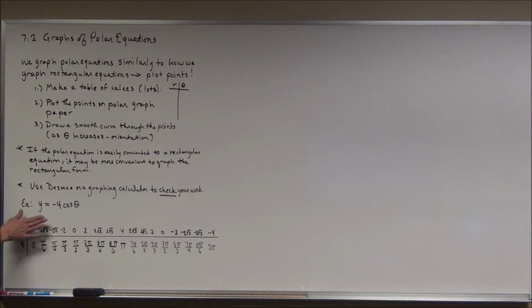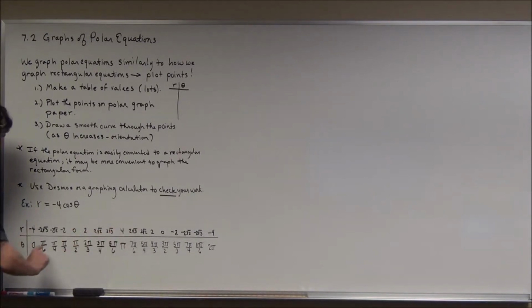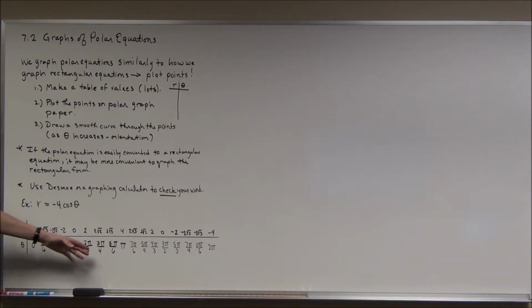Oh, good Lord, I wrote down y and nobody said anything about it. I should have heard you guys from the camera there. r equals negative 4 cosine theta. That's much better. So that I have my r and my theta, and I did not pick r's. I picked my thetas first. I just, for convenience's sake, went ahead and wrote them all down, and then I substituted these in one at a time into here to find the corresponding r.